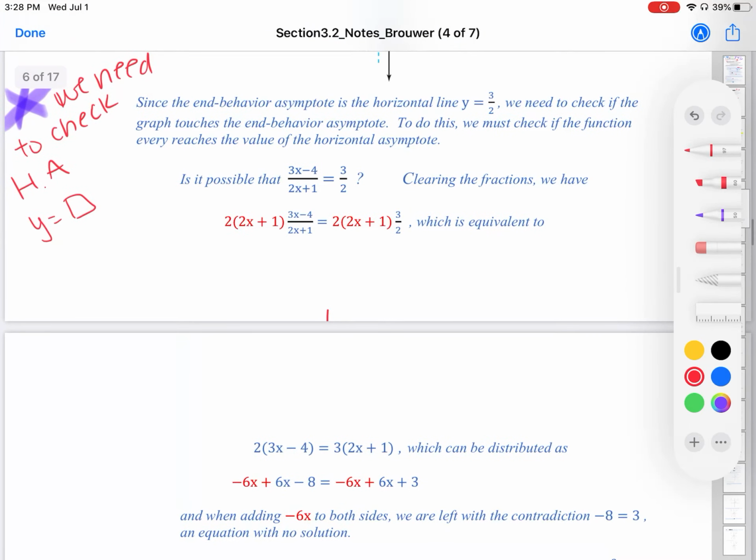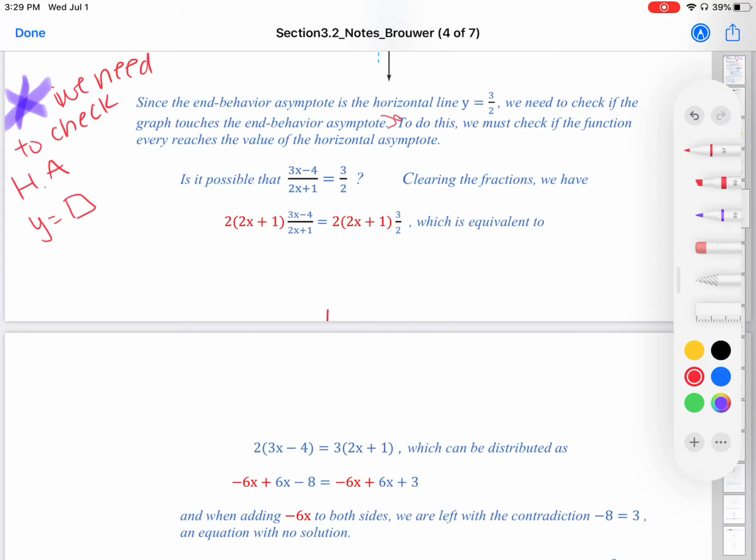All right, so how do we check our graph? To do this, we must check if the function ever reaches the value of the horizontal asymptote. Is it possible that 3x minus 4 over 2x plus 1 equals 3 over 2? So we have to check.